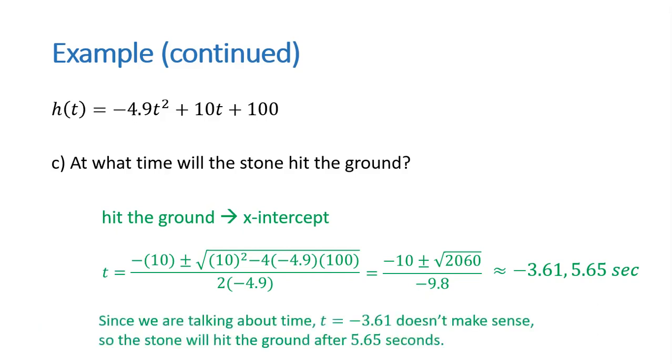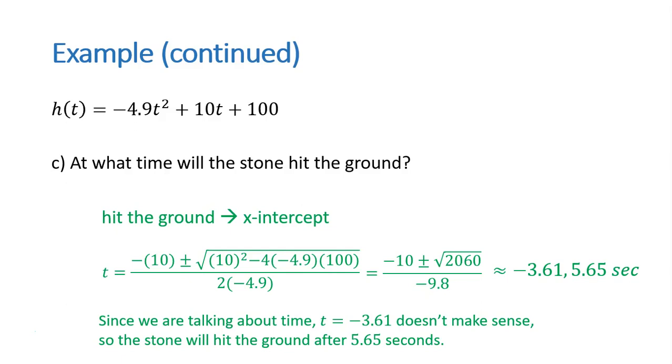But since we're talking about time, think about the actual situation. We're talking about a time in this grand scheme of things, the time after we've thrown an object. Because we're talking about time, negative 3.61 doesn't actually make any sense. That's a negative time. Well, if you think about what our picture looked like, remember we had an x-intercept that was conceptually going back into the cliff. Well, obviously that's not going to happen.